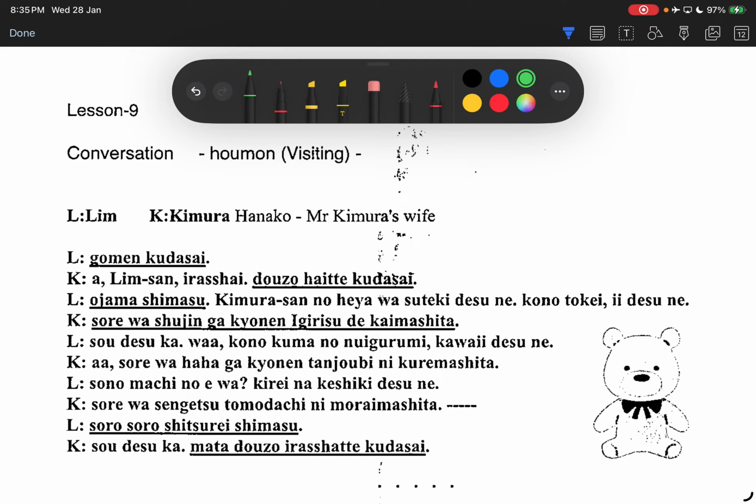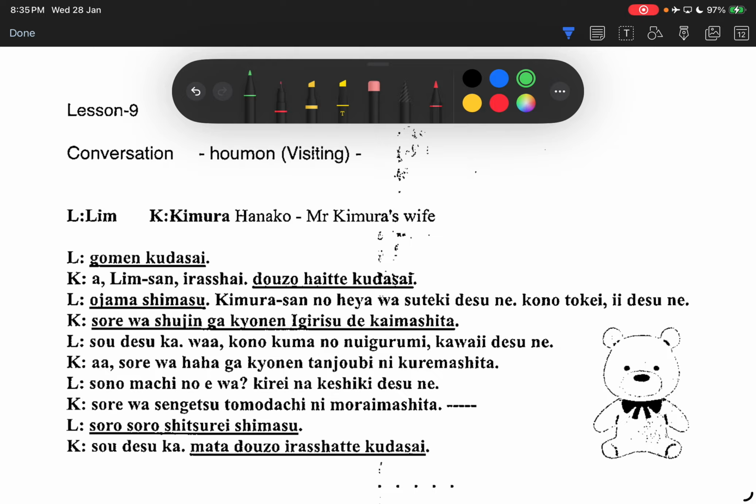Then K says, Rim-san, irashai. So irashai is just short form for irashaimase. Irashaimase, we hear it all the time when we go to a restaurant, welcome. So Rim-san, irashai, welcome Rim-san. Dozo haite kudasai. So this haite is what we call a te form. We will learn it in E2, not now. But for now, just think of haite kudasai as please enter.